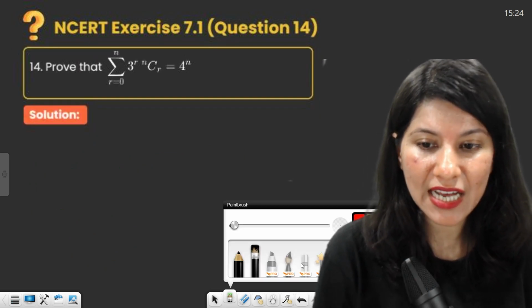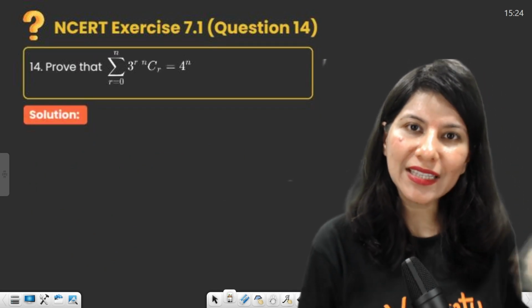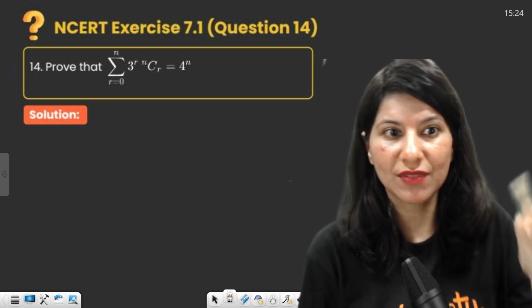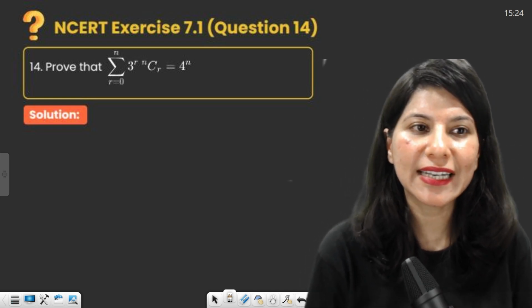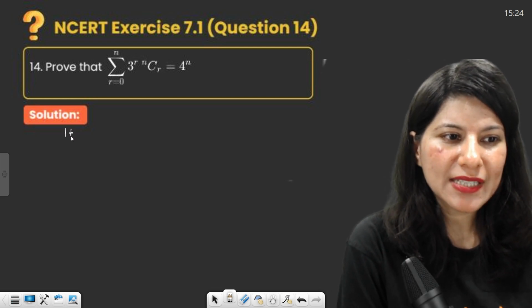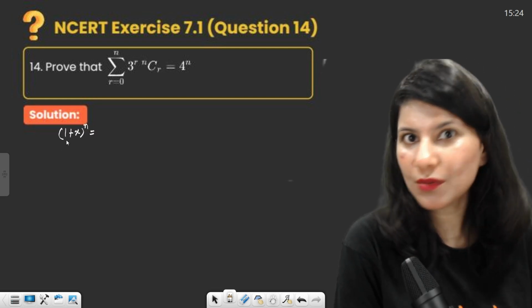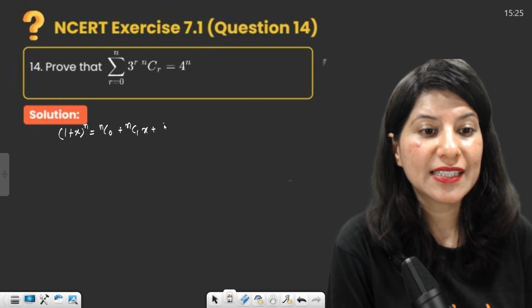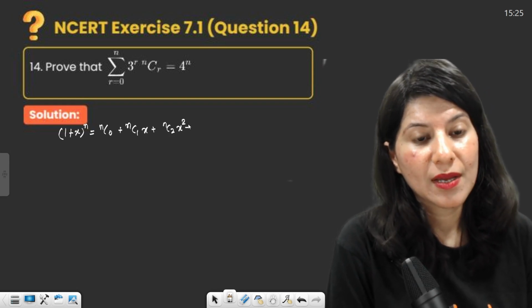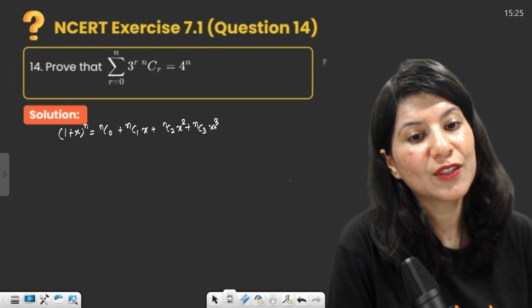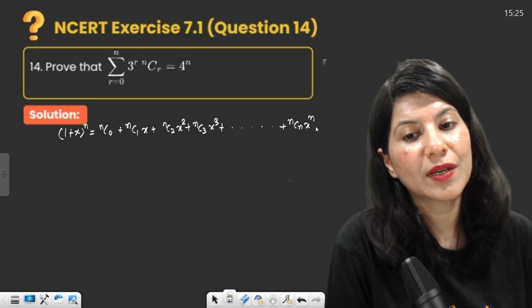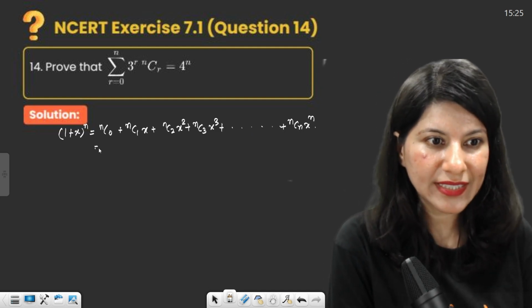And we are having the last question, which is, by the way, in form of sigma, but you will realize this is very easy question. This is binomial theorem written directly. Just tell me, (1 + x)^n. Can you just open it? NC0 plus NC1 x plus NC2 x square plus NC3 x cube, and it is going all the way up to NCN x raised to power n. Right?